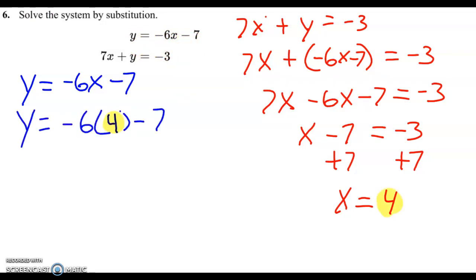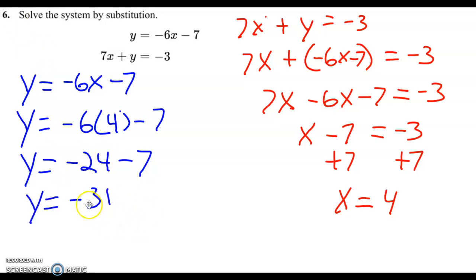Negative 6 times 4, plugging in 4 for x. Positive times a negative is negative, and 6 times 4 is 24. So negative 24 plus negative 7, same sign, find the sum. I get negative 31 for my y. So my x is 4, and my y is negative 31, and that's my ordered pair.